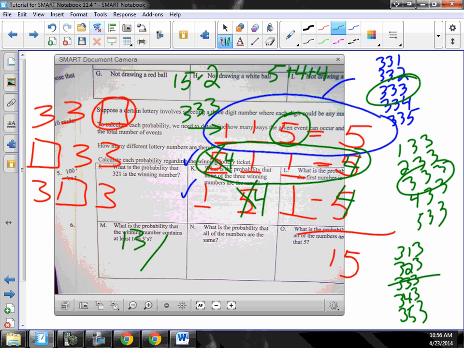125 total possibilities. So if you end up with more than one row calculation, there's a very good chance you duplicate numbers. So anytime you have multiple rows, make sure that you don't count a number more than once. Or sometimes you don't count numbers that you should count. So you have to be careful.